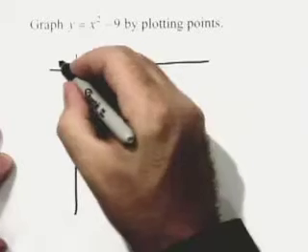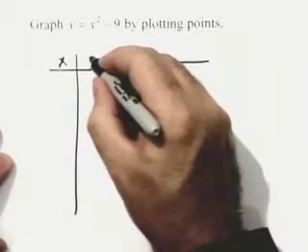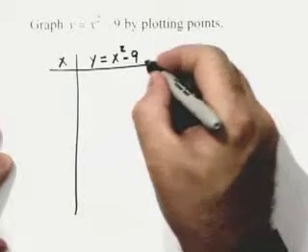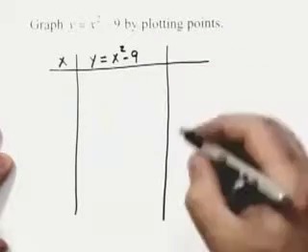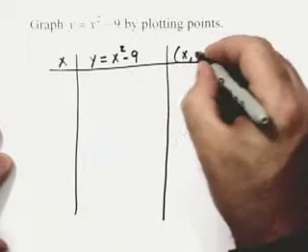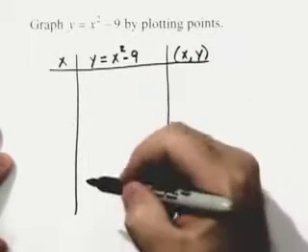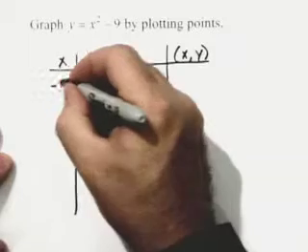In our table, we'll need a column for x. We'll need another column for y. We'll write y equals x squared minus 9. Then we're going to make a third column where we'll write our ordered pair, or the point that we're going to plot. So we'll pick some different values for x.